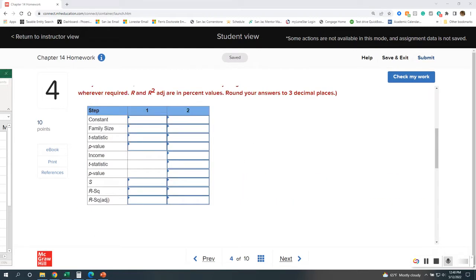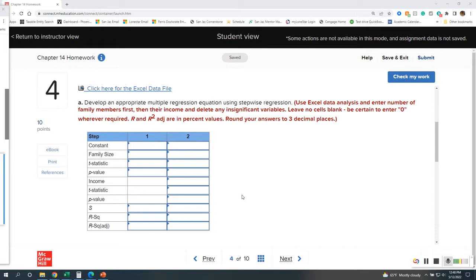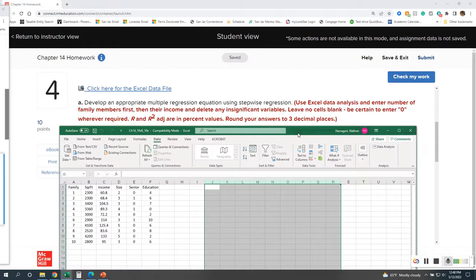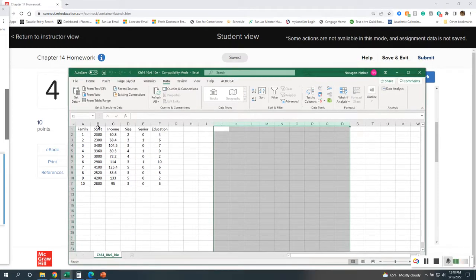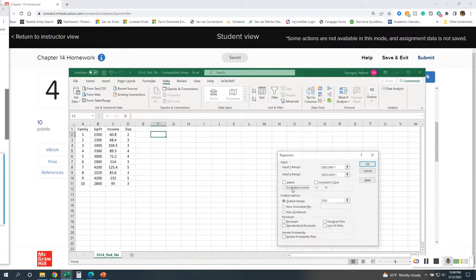Okay. So, again, we're going to go to data analysis. Since we're going to develop the stepwise, we're basically going to use their information. They only want us to use family members and then their income and not really worry about anything else. So these two, we're just going to remove so we don't get them confused. And I'm going to go ahead and do our data analysis. Okay, regression.